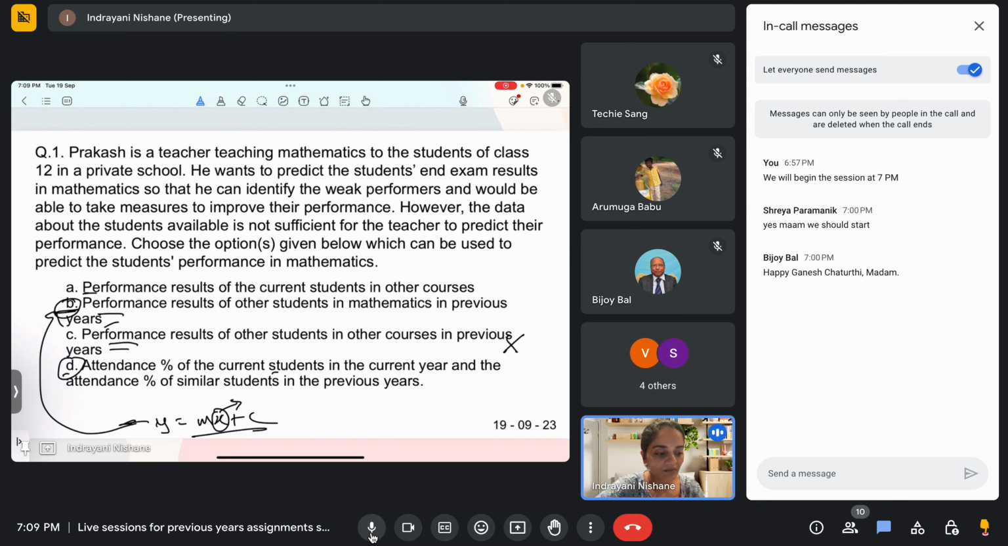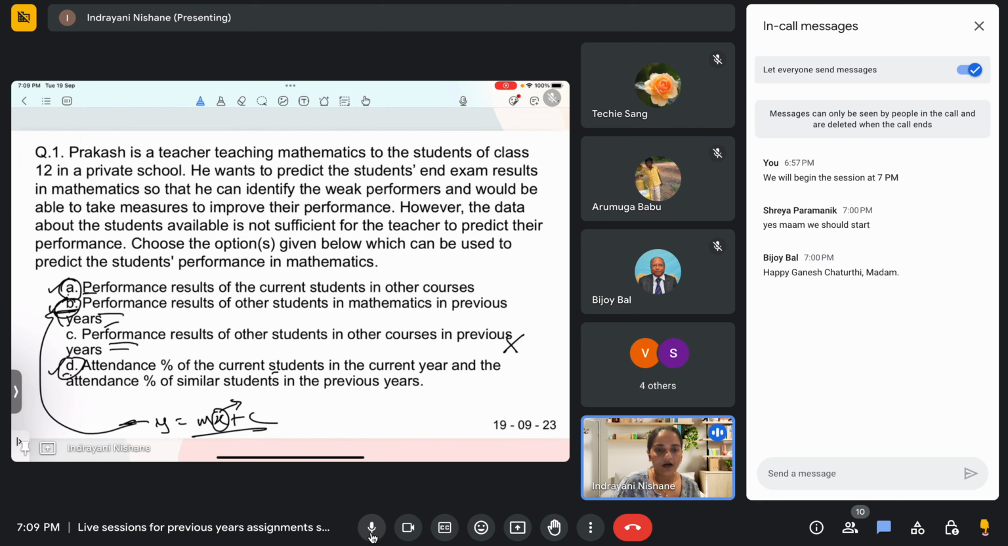But in addition to option B and D, I think we should also analyze option A. Option A says performance result of current student in other courses. This is the point I'm trying to make. Additionally to option B and D, which will help us in predicting their performance, option A, which is their performance in other courses, of the current student only, not the historical student. Option C says last year or the year before, in previous years, how other students performed in other courses, that will not help us, but how this current student performed in other courses, that may help us. So I think the correct answer should be A, B and D.